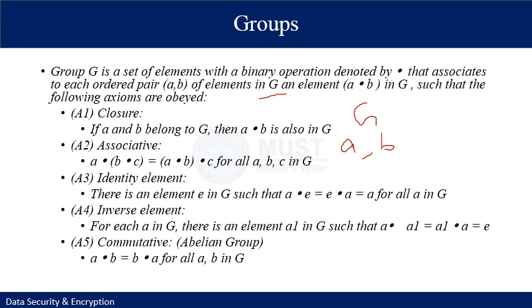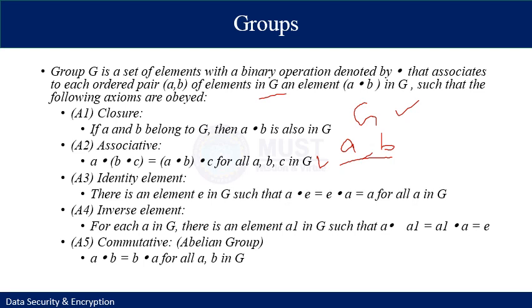It states that if a and b both belong to G, and you perform an operator such as a plus b or a minus b, and the resulting element is also in G, then your elements are in a group. Similarly, it must obey the associative property. For example, (a · b) · c must be equal to a · (b · c), and all the elements a, b, c must be in the group G.